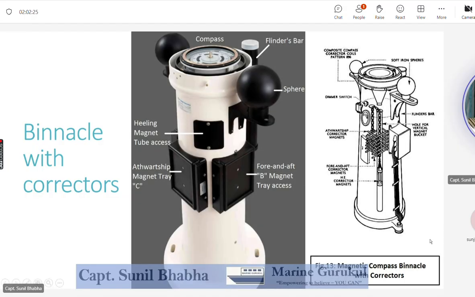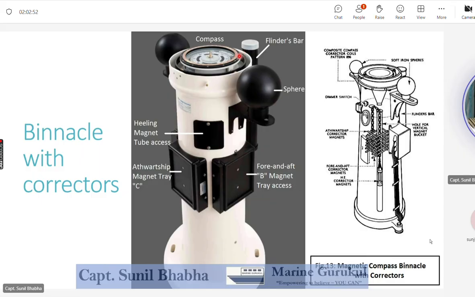Let me now show you the location of the Flinders bar. Now you see we have the binnacle here. This is the compass bowl. And then we saw in permanent B that we use 4.5 magnet placed in these trays. Now the Flinders bar is placed in this housing, you see. This cylindrical housing is fitted forward of the compass.